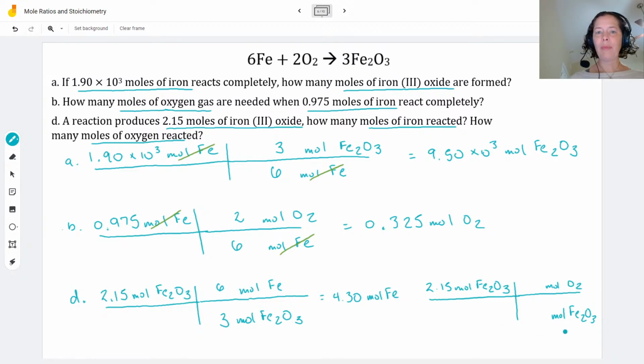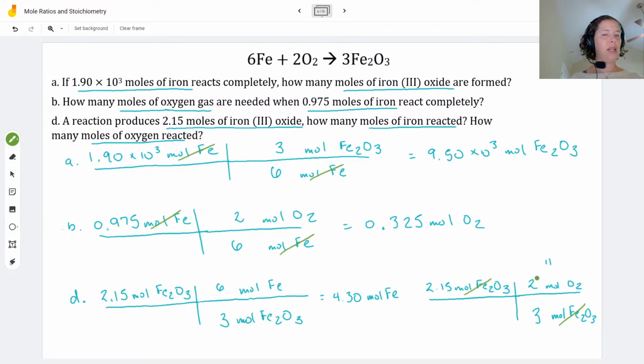Okay, so let's get my mole ratio in. I have a 3 in front of here, and I have a 2 in front of here. Again, showing that my moles of iron oxide cancel. I did not do this calculation.